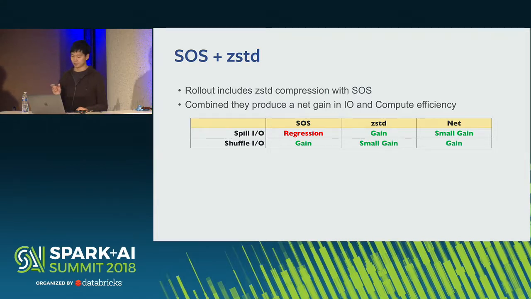With shuffle I/O, which is the main focus of SOS, we get a significant gain. And then Z-standard, because it compresses everything a little bit better, we get a smaller gain, and then we get in net a big gain.